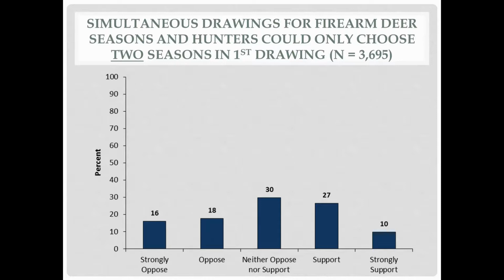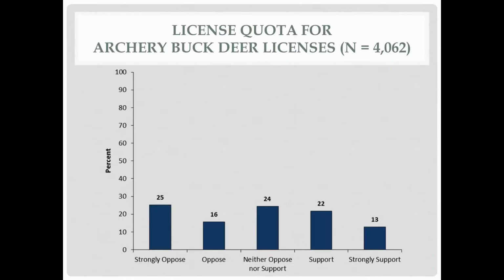We also asked on the survey about the support or opposition for establishing a license quota on archery buck deer licenses. Again, similar to the other 2 options, fairly evenly distributed across through here. 25%, so about a quarter, supported it. Just under a quarter were neutral, and the remaining looks like 41% were opposed to some extent.